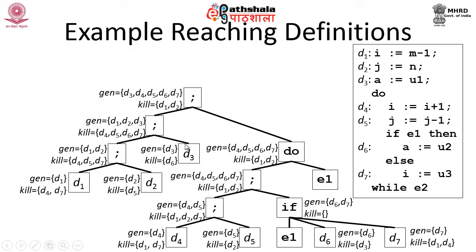Similarly, this interior node is going to be the LHS node, which is D1, D2, and the RHS, which is D3. So, it is D1, D2, D3 and kill will be D4, D5, D6 and D7. Now, what does it imply basically? After the first three statements, I have defined the variables I comma j comma a. So, gen is D1, D2, D3, and I have these three variables available in all the others. Kill after these three statements will include D4 to D7, that is why we have got it here.